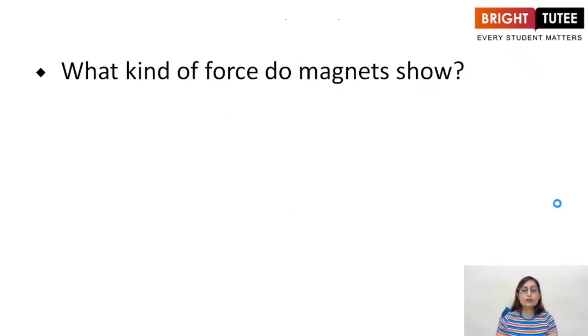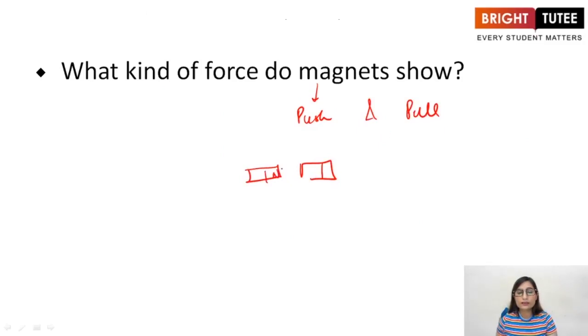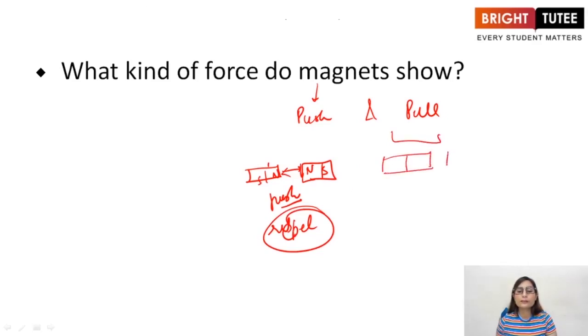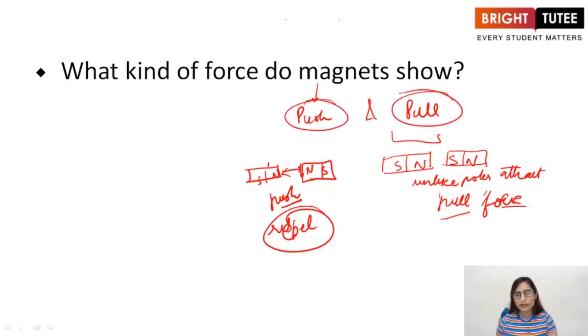Now, what kind of force do magnets show? Basically, magnets show push and pull both. When two magnets are present and both the north poles are close to each other, they will push each other away. They will repel each other. So this kind of force will be push, right? This is repulsion. And pull, there are two magnets, right? Here unlike poles are close to each other and unlike poles attract. So here you will be able to witness a kind of pull force basically. So magnets show both kinds of forces, push and pull, right?